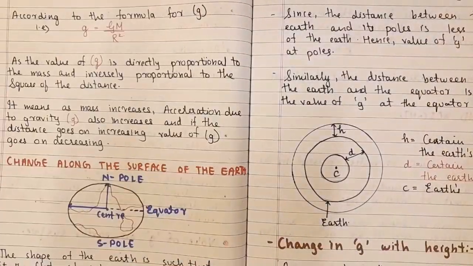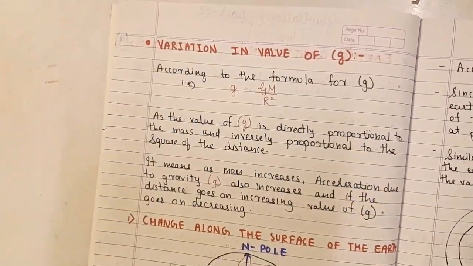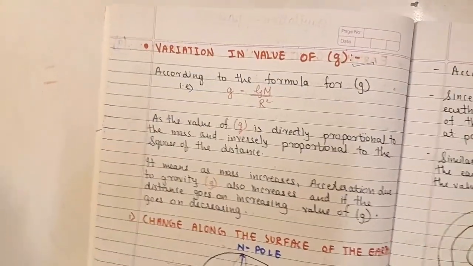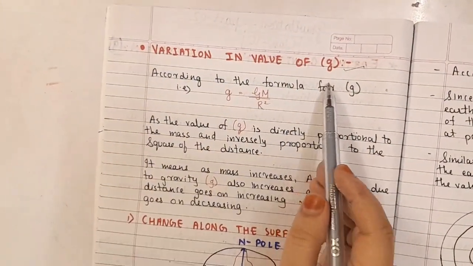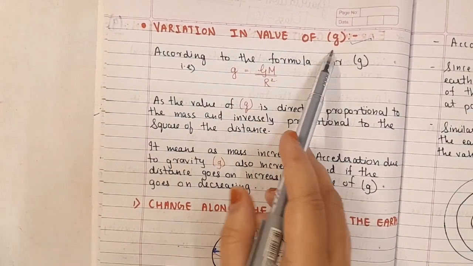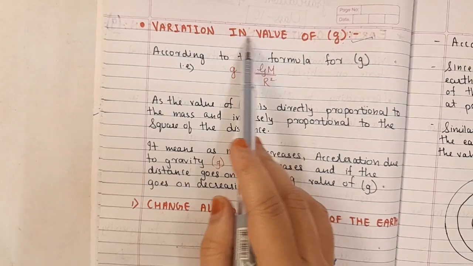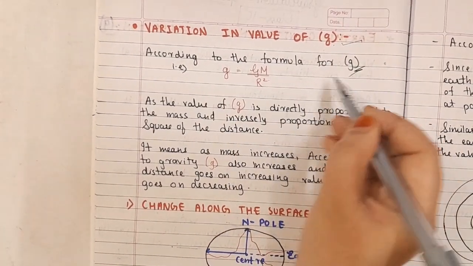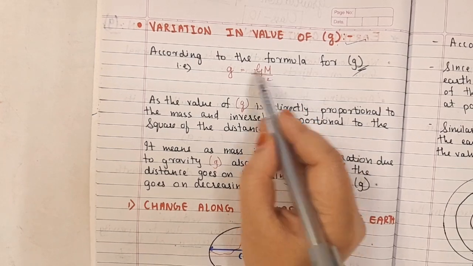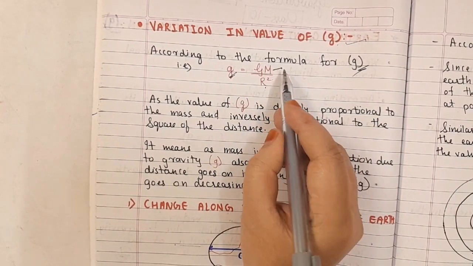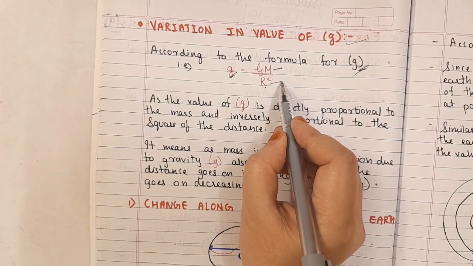Okay, now let's see the next topic. Now we are going to see, students, the variation in the value of g. That means how the value of g changes from place to place on different surfaces. Okay, now the next topic is variation in the value of g. Now this variation in the value of g we are going to see according to the formula of g, which we have just now derived, which is small g is equal to GM upon r square, where M is the mass of the Earth and r is the radius of the Earth.